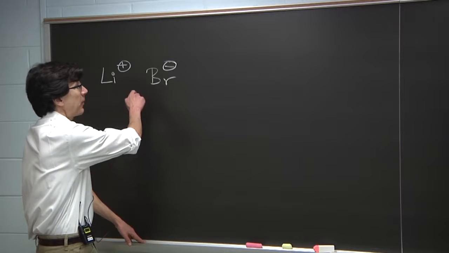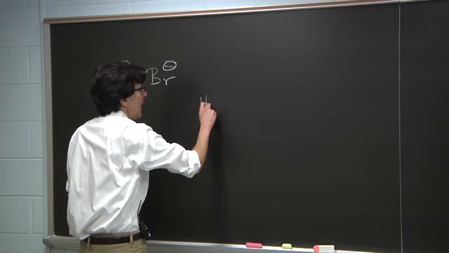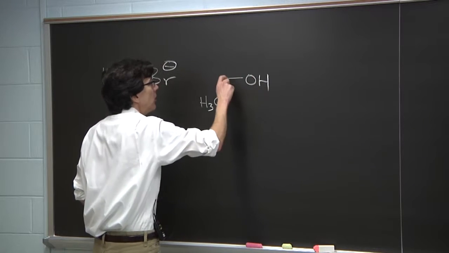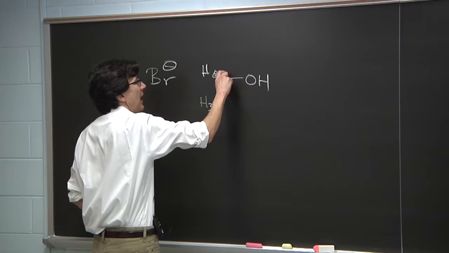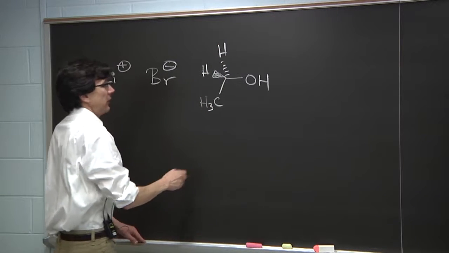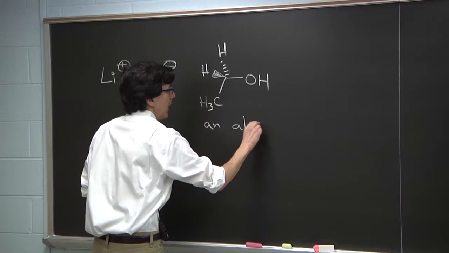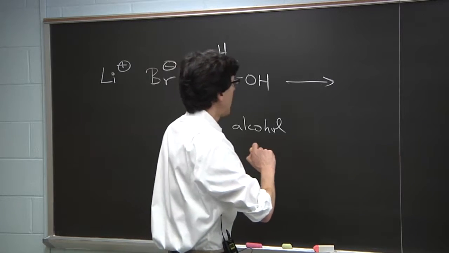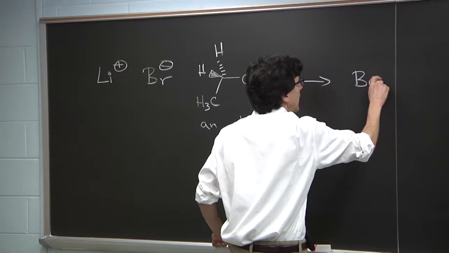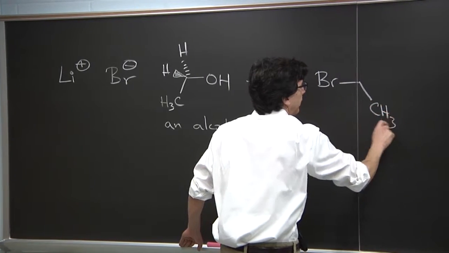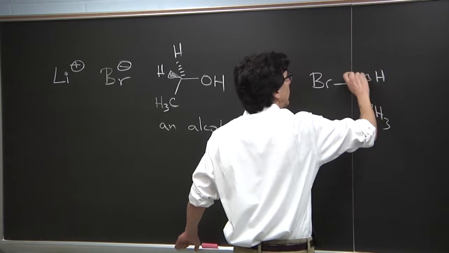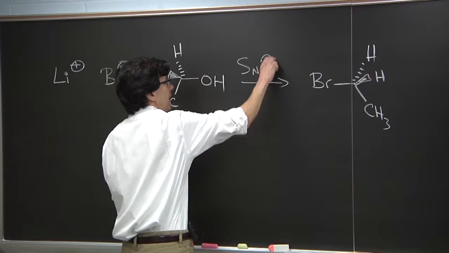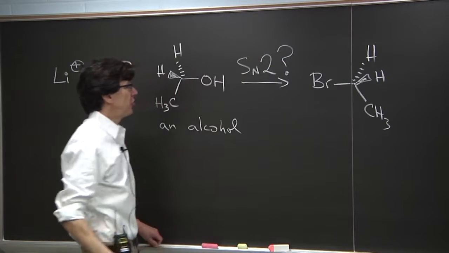reaction. The proposal is to take bromide then, and to take as the electrophile an alcohol. So this would be ethyl alcohol. So this is an alcohol. And then what we're trying to do is generate as our product something that has bromine incorporated into the organic molecule. And so we could say SN2 question mark.